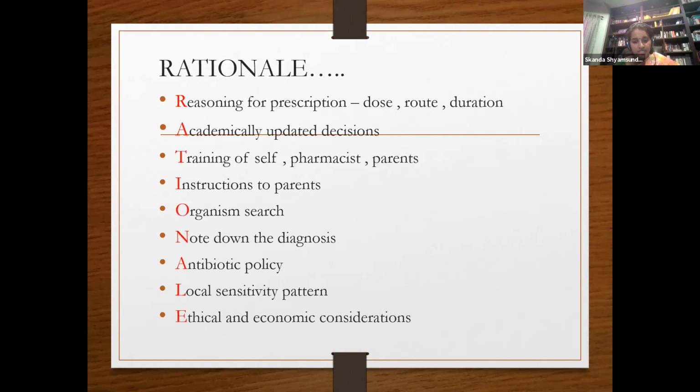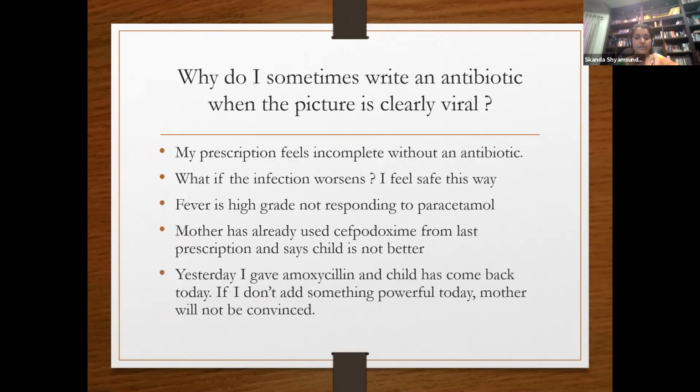For your community, for the hospital where you practice, as well as the patient. If the patient is having recurrent infections, go back to their investigations, look at the organism that is growing and its sensitivity pattern before you write down an antibiotic this time. And ethical and economic considerations are always important.